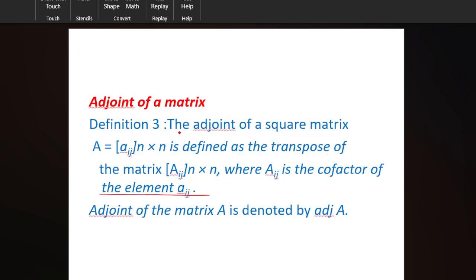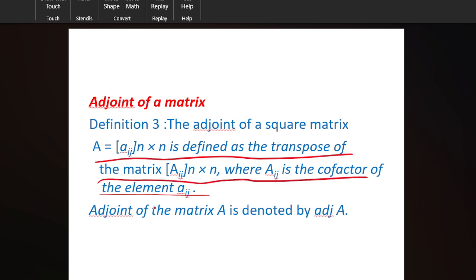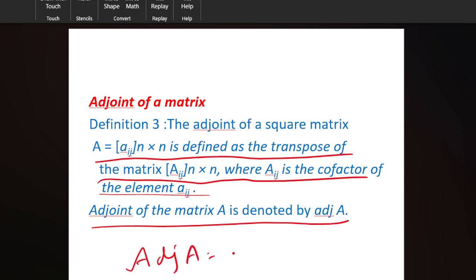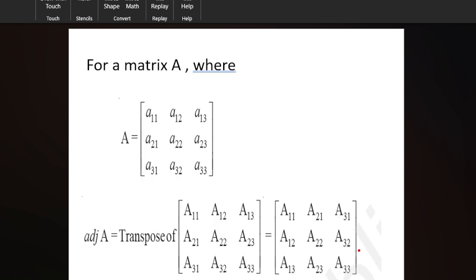Now, the adjoint of a matrix. The adjoint of a square matrix is nothing but the transpose of the cofactor matrix, that is, the matrix formed by the cofactors. The adjoint of a matrix is denoted by adj. That means adj A, the adjoint of A, is nothing but the transpose of the cofactor matrix. Suppose A is the cofactor matrix, then take its transpose.